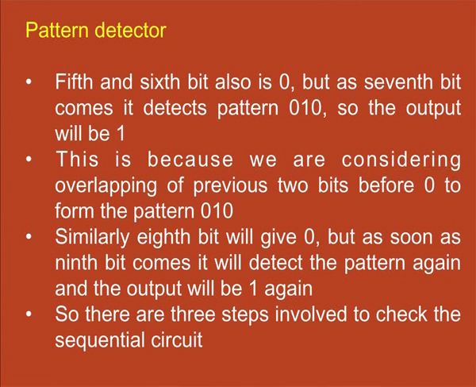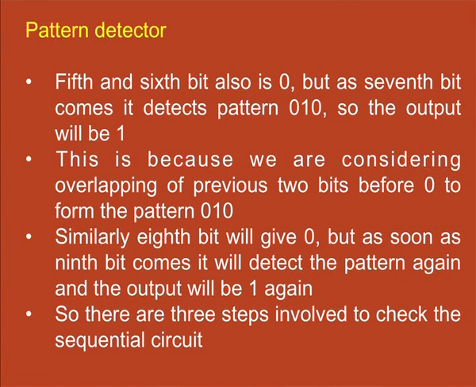This is because we are considering overlapping of previous two bits before 0 to form the pattern 0 1 0, because till we get 0 1 it will keep showing 0 at the output, but as soon as it shows 0 1 0, even though the bits are overlapped, it shows 1 at the output. Similarly, the 8th bit will give 0, but as soon as the 9th bit comes, it will detect the pattern again and the output will be 1 again.